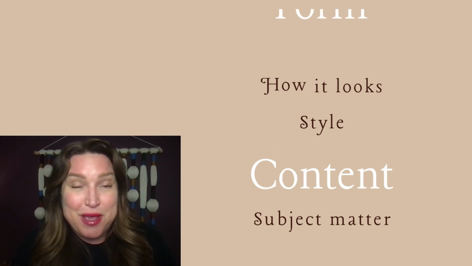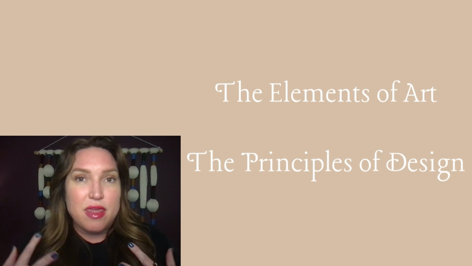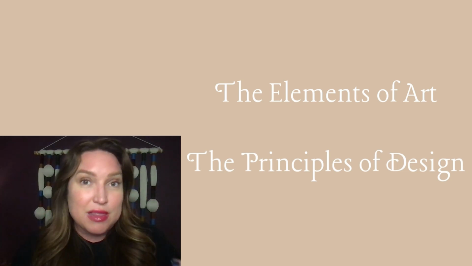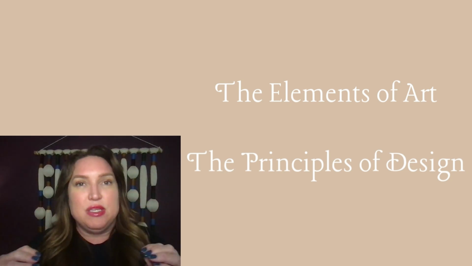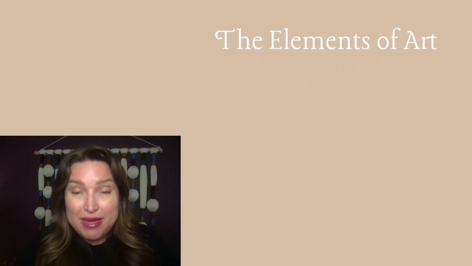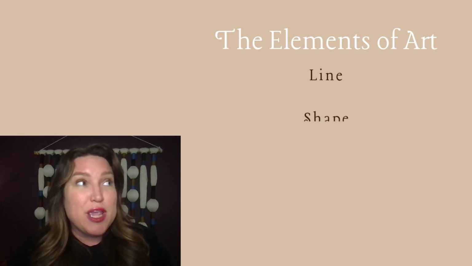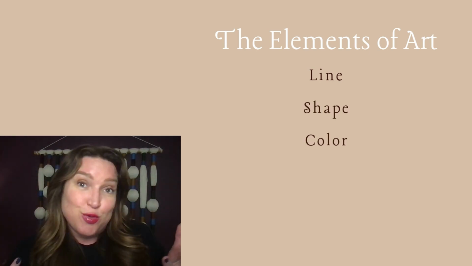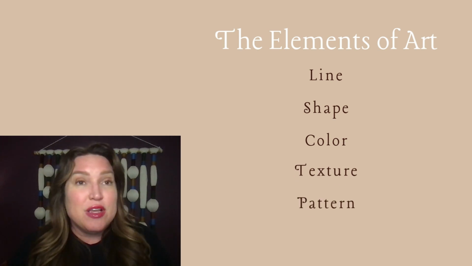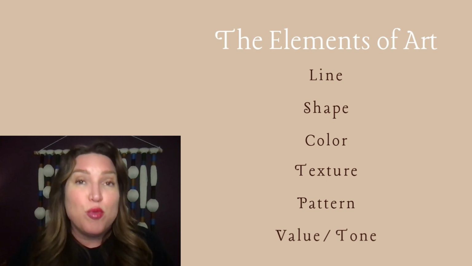What's that subject matter? When we're talking about style, we might refer to some of the elements of art and the principles of design. You can think of them kind of like the alphabet of a language. These are the basic building blocks of an artwork. So for example, if we're talking about a painting, we might talk about things like line. How did the artist use lines in the painting? Shape, color, which colors did they use? Texture, pattern, value or tone, how light or dark something is. So these are the formal elements of art.